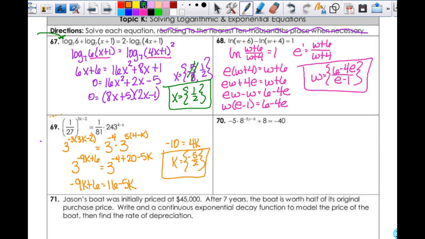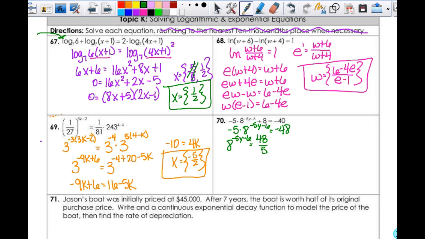All right. So this one, I have to isolate my exponential before I can do anything else. So I'm going to subtract that 8, so I get negative 5 times 8 to the negative 5y minus 6 power equals negative 48. Then I have to divide by a negative 5. So I get 8 to the negative 5y minus 6 power equals a positive 48 over 5.